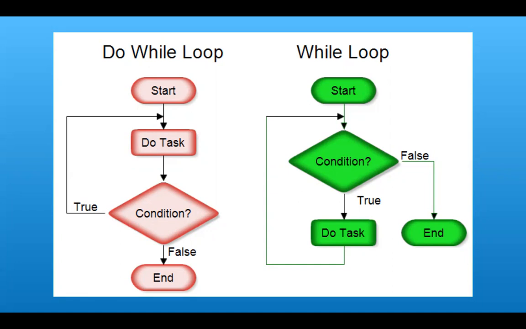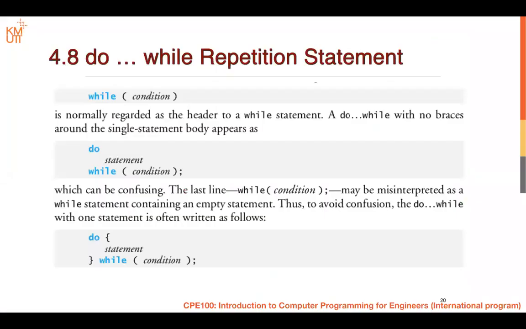The next part is we already know about the for loop and the while loop, right? And in C programming we also have another construct, that is the do while loop. So in this part I will talk about the do while repetition statement. While means you have to check for the condition. If the condition holds true, you can go to the body inside the while loop.